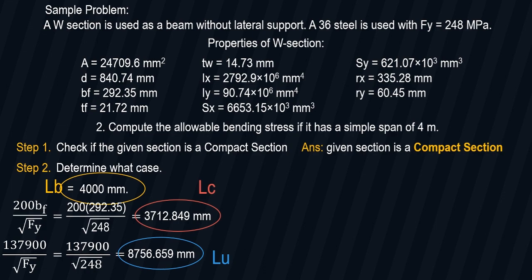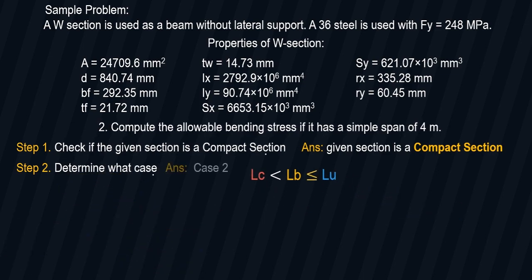Then we take the value of LC and LU, and we compare it to the value of LB. Now look at the values again: 4,000, and 3,000, and 8,000. So we can say LB is somewhere in between LC and LU. LB is greater than LC but less than LU. So therefore, number 2 is case number 2. We are dealing with case number 2.